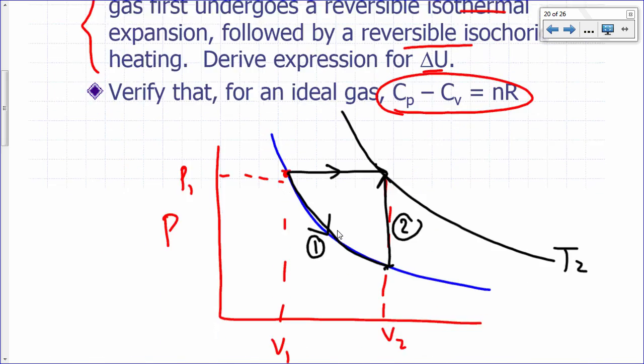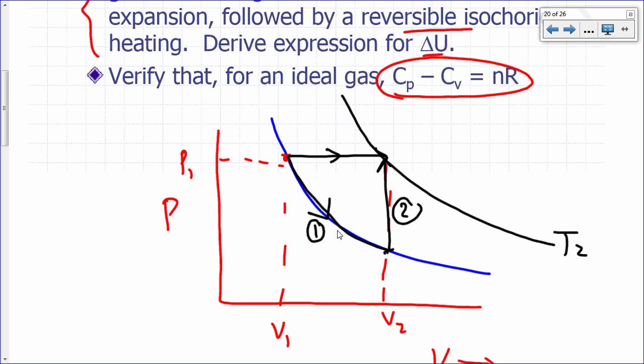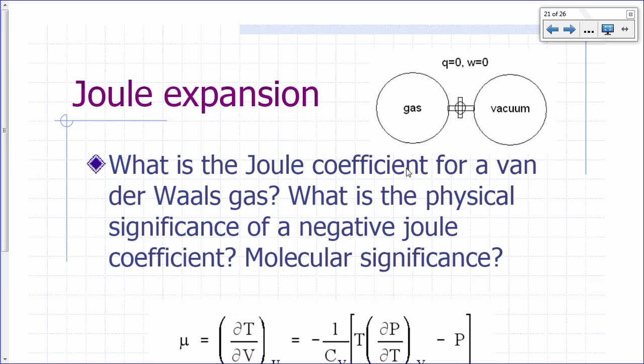So in fact this is something you can derive as a consequence of the thermodynamic equation of state, which we won't be able to actually get to until we've done the first and second law of thermodynamics. All right.